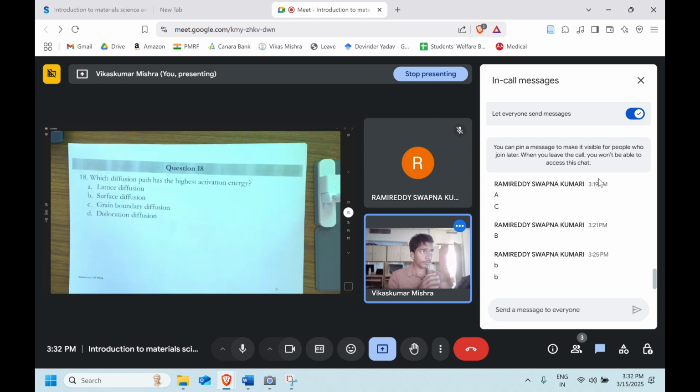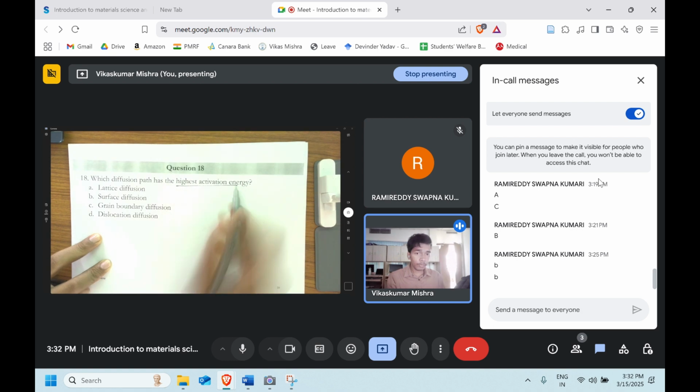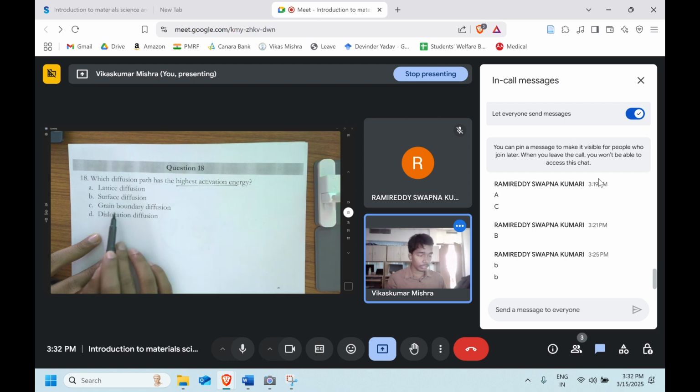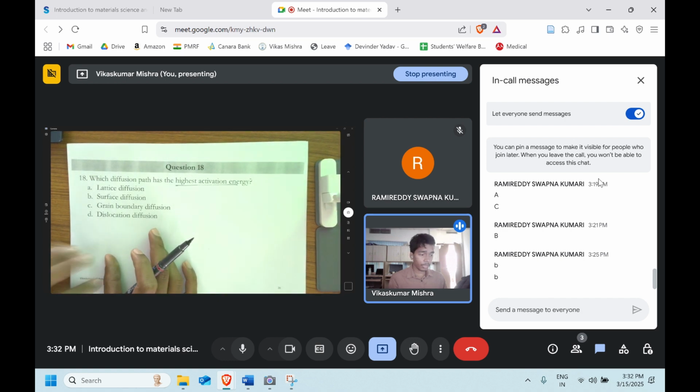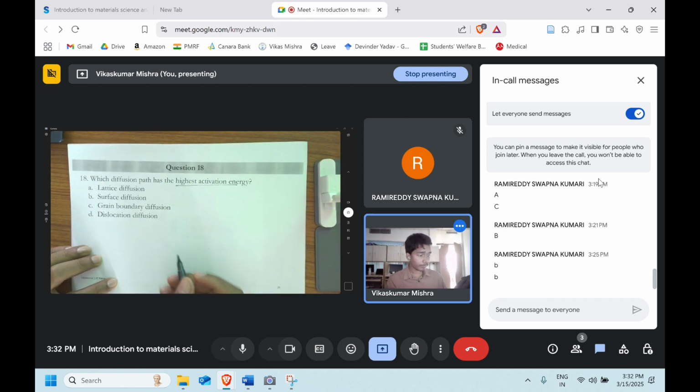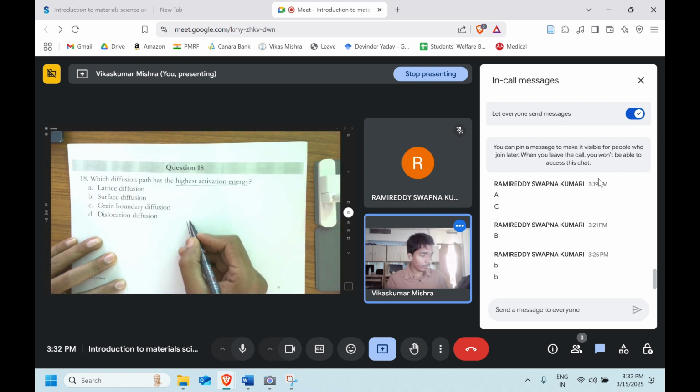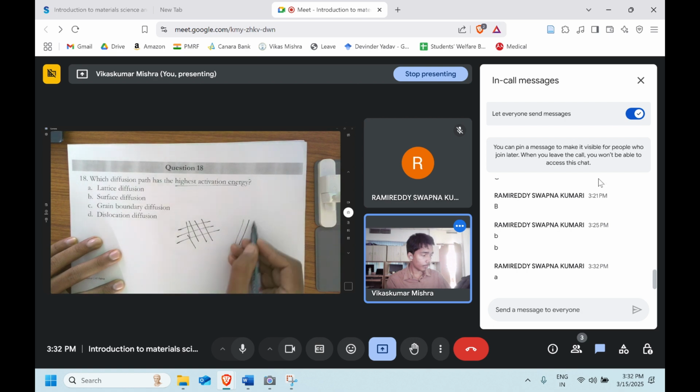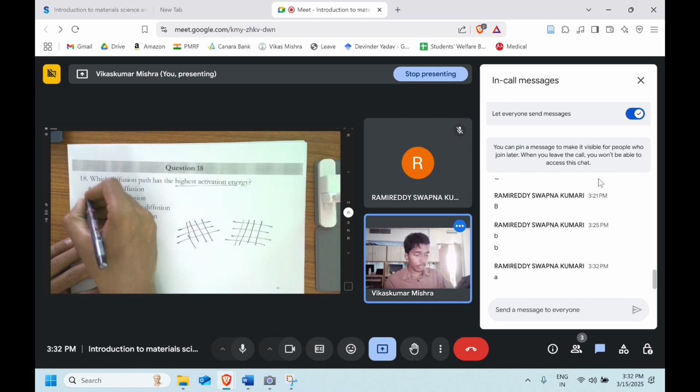So now here, what diffusion path has the highest activation energy? Highest activation energy means the one which is very difficult to occur. So which one among these: lattice, surface, grain boundary, or dislocation? Among all of these, which one will have the highest activation energy? See, if I make a lattice, yeah, that's right. Option A is the right answer.